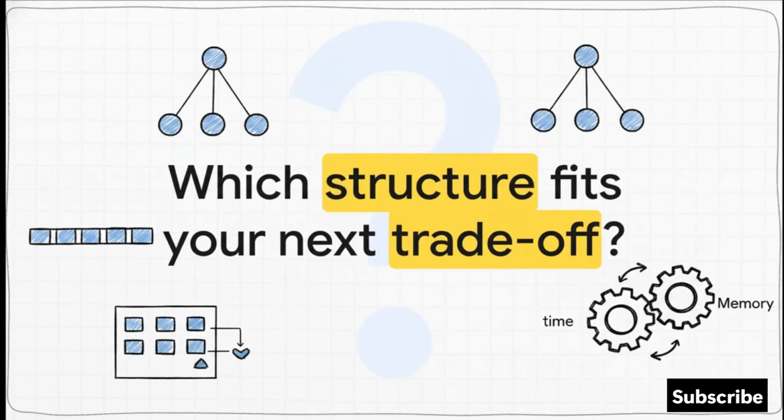So there you have it. We've charted the map from the rigid speed of arrays to the mathematical magic of hash tables, all the way to the hierarchical logic of trees. Every data structure we've explored today is simply a tool, and each one comes with a very specific, mathematically proven cost and benefit in our eternal tug-of-war between time and memory. So, looking at the engineering problem sitting in front of you today, the ultimate question is which structure will you choose for your next algorithmic trade-off?